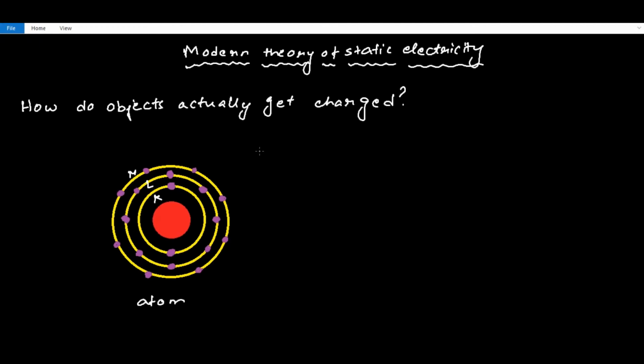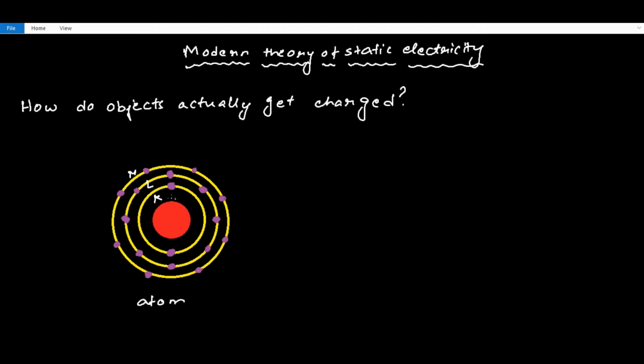Here in this video, I'm going to explain this theory and I'm going to answer the question, how do objects actually get charged? So to understand this, we need to dive deep into an atom. We need to understand what is happening at the atomic level. Consider this particular atom. Let me show you a few things first.